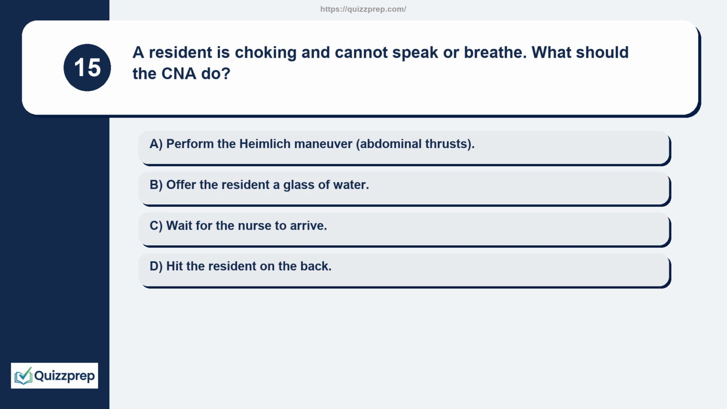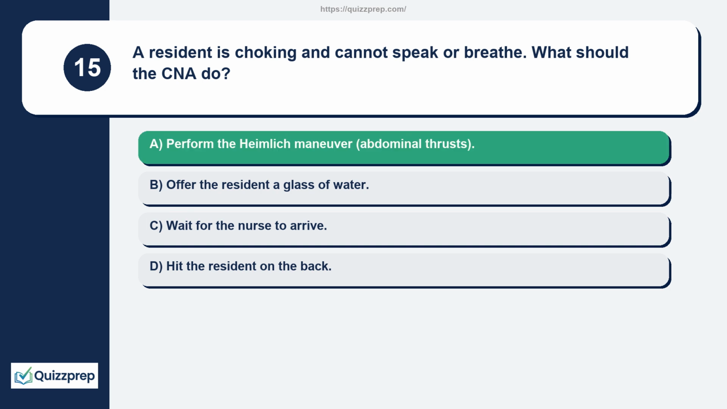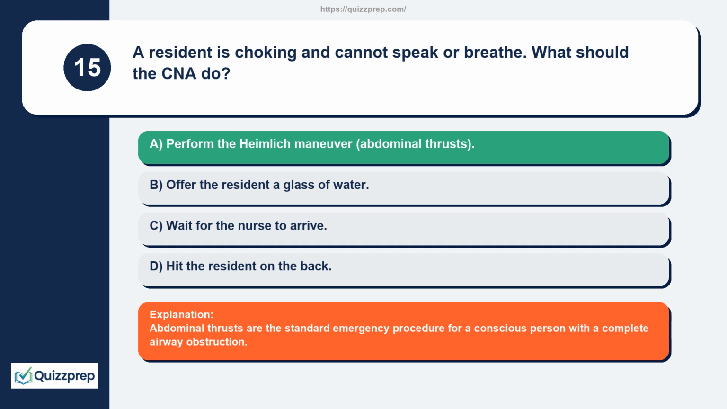Question 15. A resident is choking and cannot speak or breathe. What should the CNA do? Perform the Heimlich maneuver, abdominal thrusts. Offer the resident a glass of water. Wait for the nurse to arrive. Hit the resident on the back. Abdominal thrusts are the standard emergency procedure for a conscious person with a complete airway obstruction.